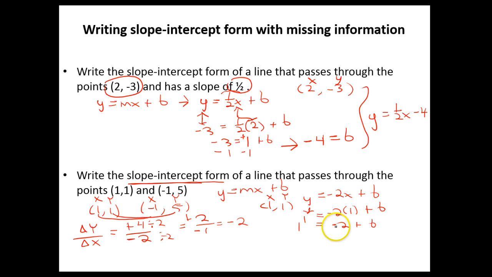Okay, so that's a minus 2 or a negative 2. I have to do the opposite to bring it over. So I've got to add 2, add 2. So that cancels. b equals positive 3. So my final equation is y equals m, my m was negative 2, x plus b. My b is positive 3. So that is my final answer.